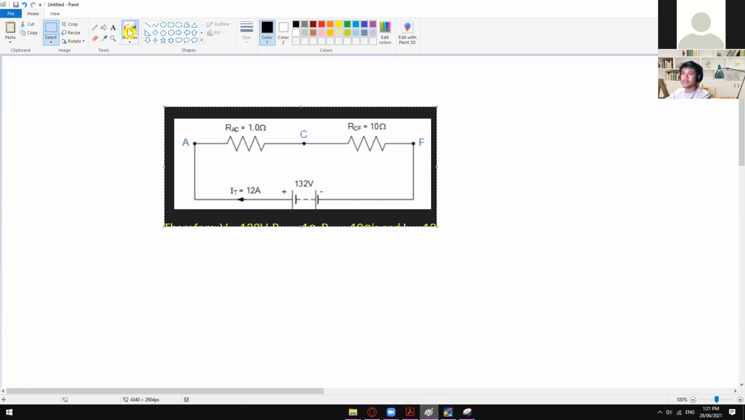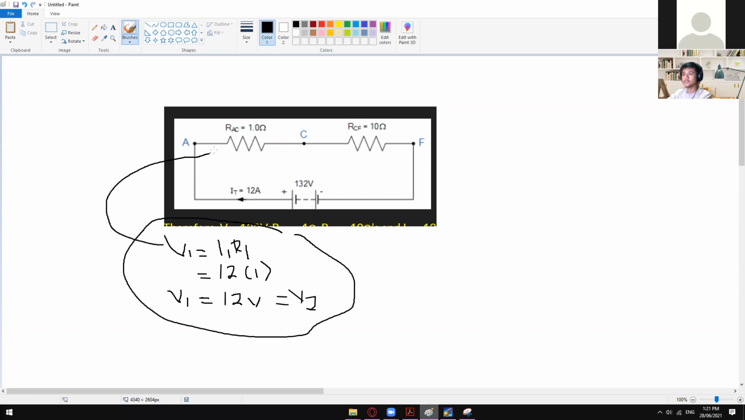To get the individual voltage, we have to use this formula: V1 is equal to I1 times R1. I1 is equal to your IT since we now have a series connection, which is 12 amps. R1 is 1 ohm. So V1 now is equal to 12 volts. This is now the value of your RAC or V1 and then V2. That is why we have the same value of voltage across them: V1 is 12 volts and V2 is also 12 volts. So that's it for this part right here.